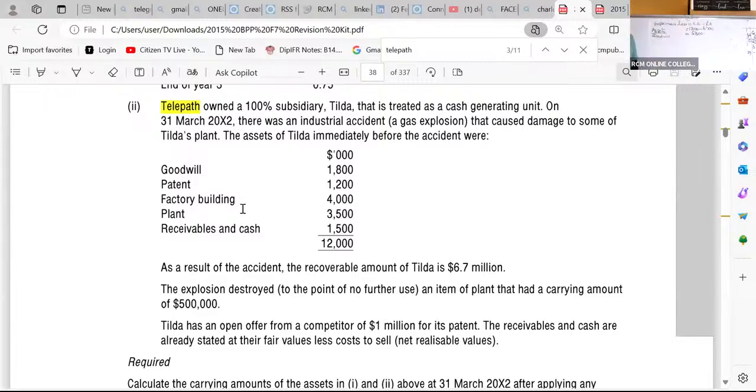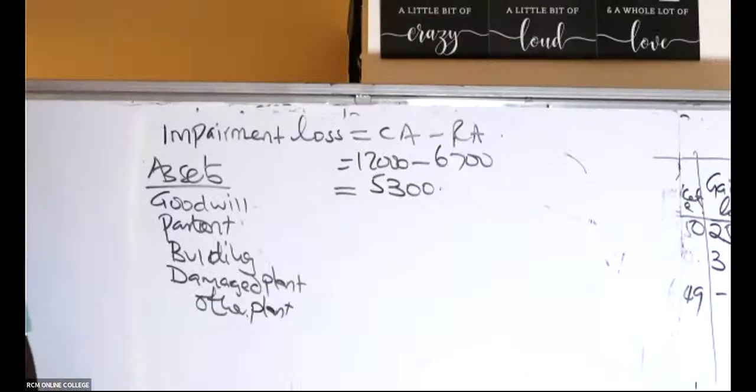Goodwill. We have patent. We have in this case here, factory building. Then for plant, we must subdivide the plant into 2. We have in this case here the already damaged plant. We must subdivide that into 2. Damaged plant, and then we have what we call others. And I taught you how to do this. We have others, other plant. So we have damaged plant and other, and then we have receivables and the cash.